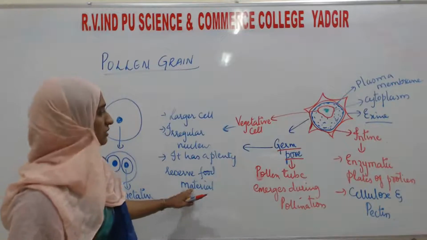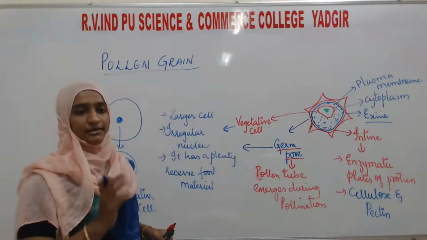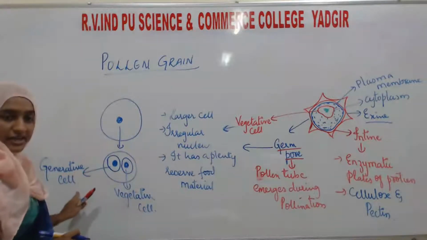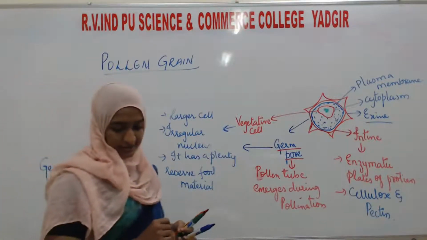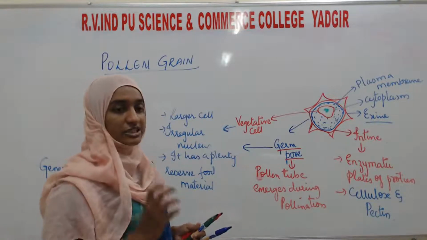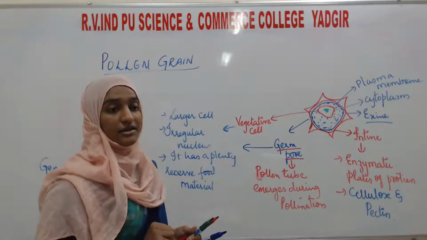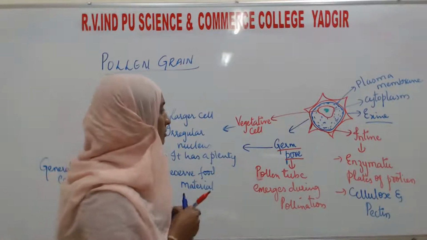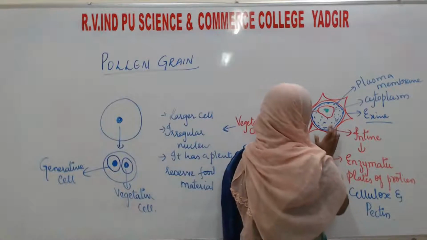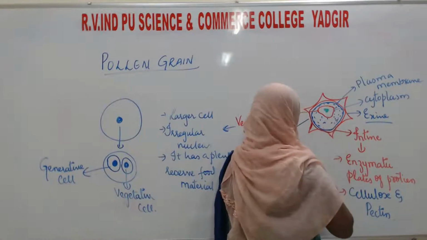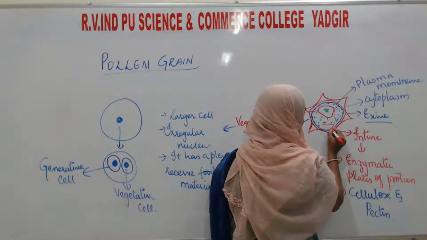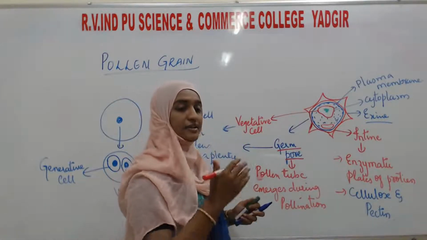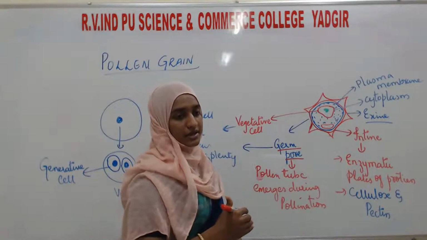Okay, due to which the size of the vegetative cell is larger. One more cell, what I said here, is the generative cell, which is a smaller cell. Always the vegetative cell will lie in the center of the pollen grain, and this generative cell is a spindle shaped cell. How is it? It is spindle shaped like this, and it lies at the periphery of the pollen grain.